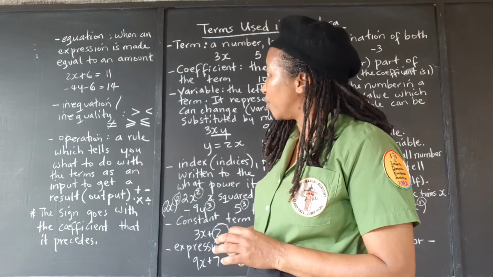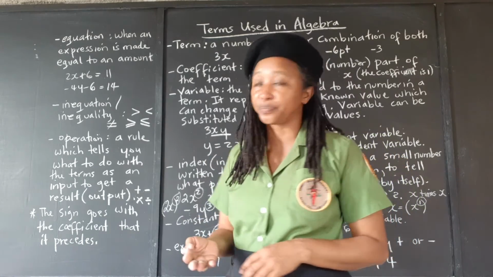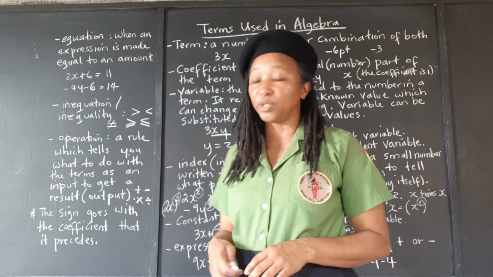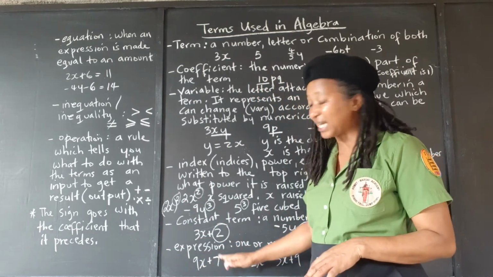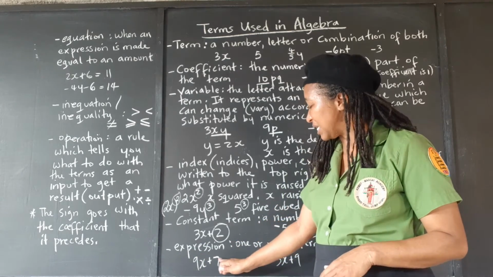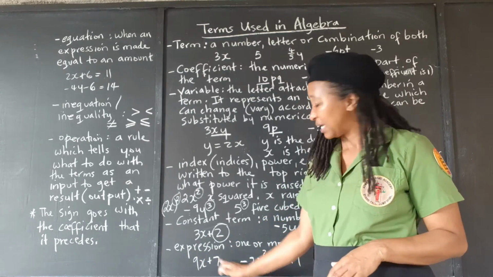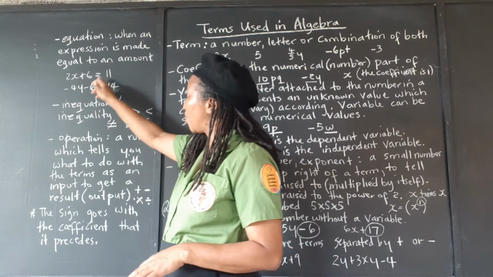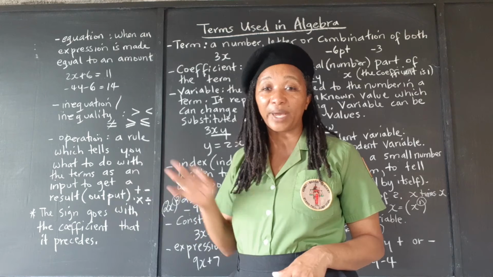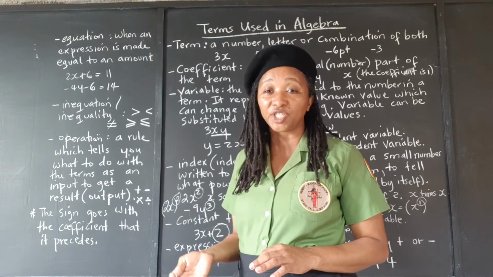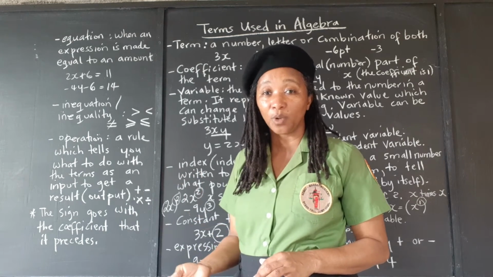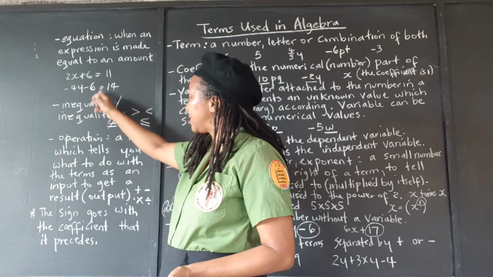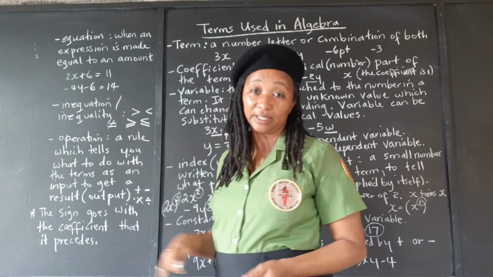So we have a couple more terms to look at. The equation. When an expression is made equal to an amount. So this expression becomes an equation simply by putting equal to something. This is equal to something. 2x plus 6 is equal to 11. It's now an equation. Equation coming from the word equal. What is it equal to? Negative 4y minus 6 is equal to 14.